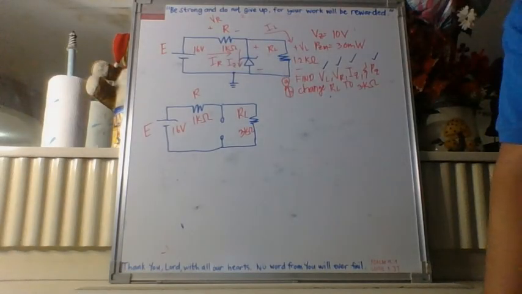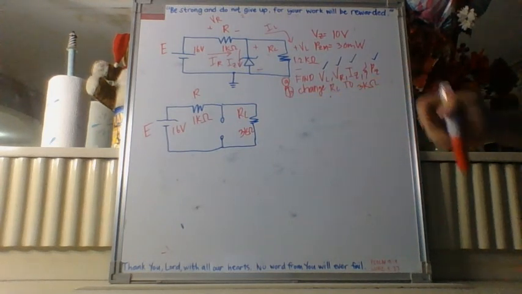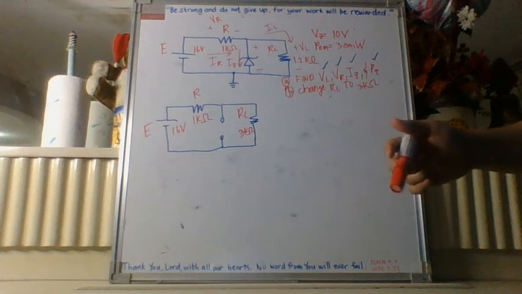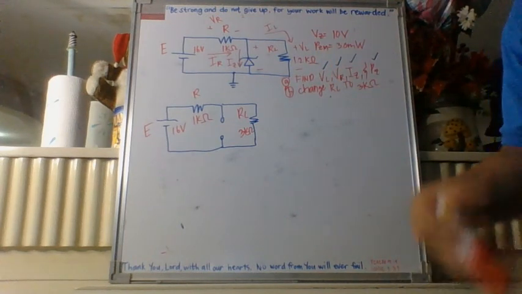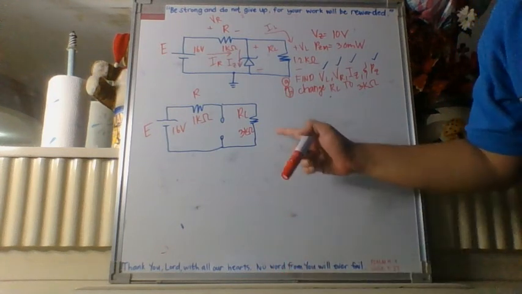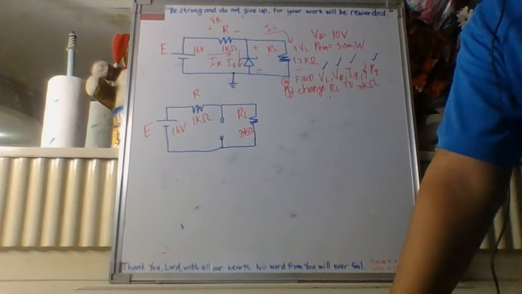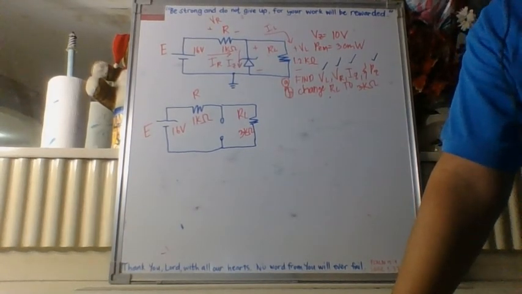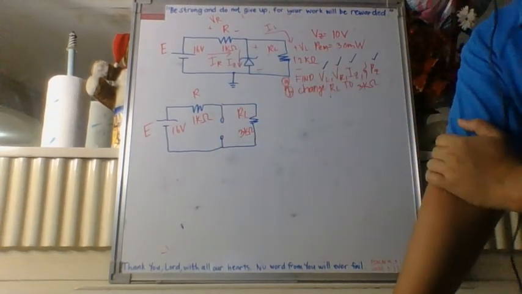Let's move on to letter B. Change the value of R sub L to 3 kilo ohms. So kanina, yung value ng ating resistive load ay 1.2 kilo ohms. Ano daw ba magiging effect doon sa operation ng ating Zener diode kapag mas mataas yung ating load? The same procedure will be done kagaya ng ginawa natin kanina for letter A. Isolate the circuit and then remove the Zener diode.